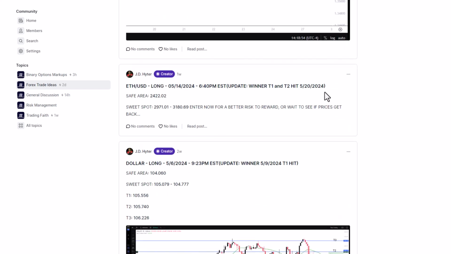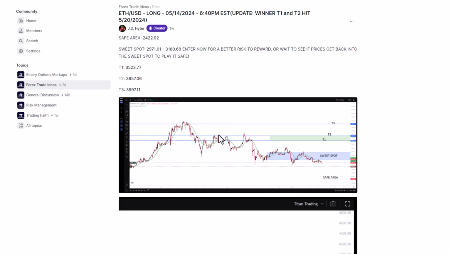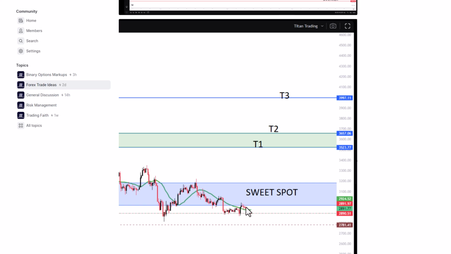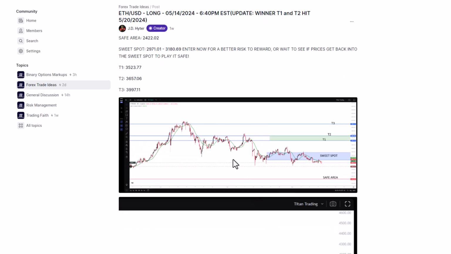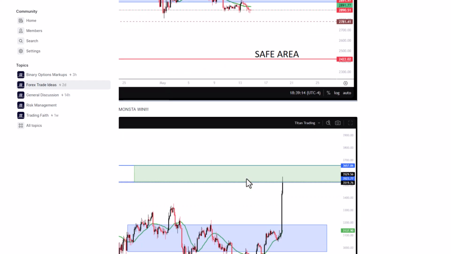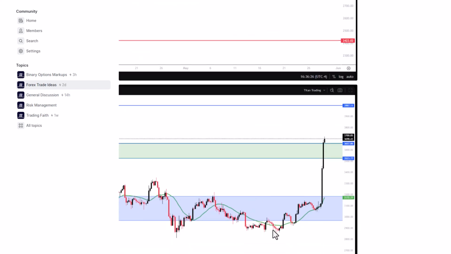Then we have this Ethereum. Now this Ethereum, we got to open this boy up. This was a monster. Okay, this Ethereum was a monster. Here's the sweet spot. I remember I wrote a little note on this one. Yeah, I was like, enter now for a better risk to reward, or wait to see if prices get back into the sweet spot if you want to play it safe. So we were barely outside the sweet spot. So however you played it, boom, monster win. Okay, monster. And this boy almost got to target three.